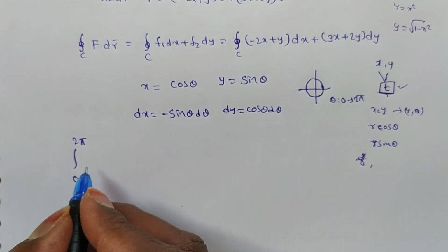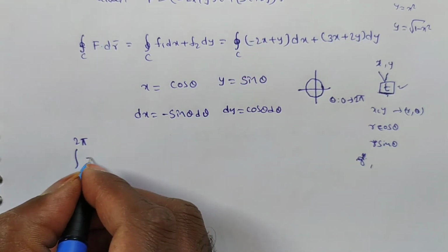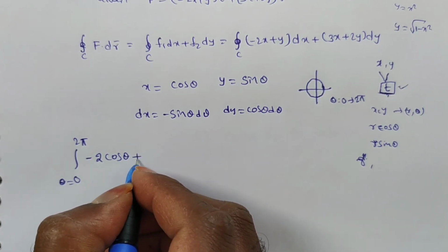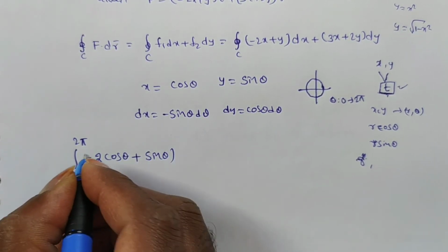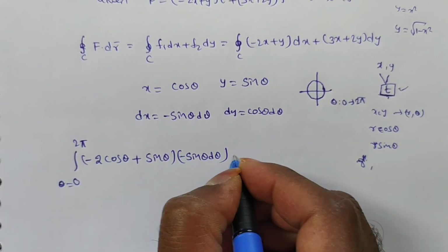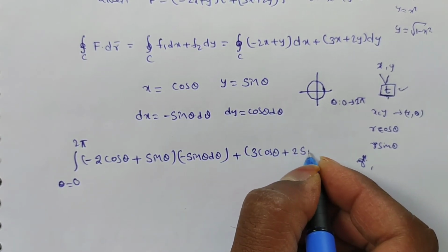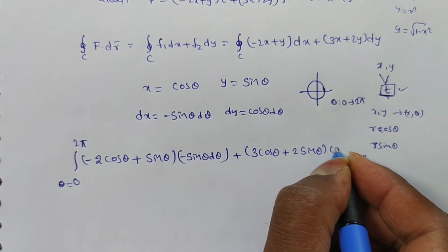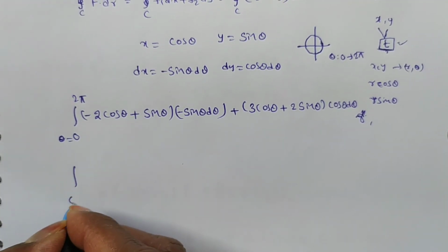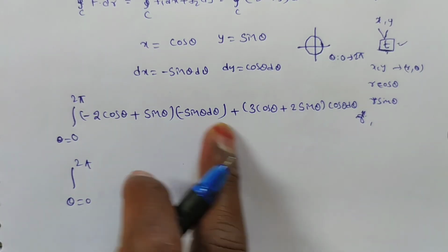Now limits of theta is from 0 to 2 pi. Now what is this? 2 times of x is cos theta into cos theta plus y is sin theta into dx is minus sin theta d theta, plus 3x is cos theta plus 2y means sin theta into dy means cos theta d theta. So you have to simplify this now. It is very easy. Now theta is from 0 to 2 pi.